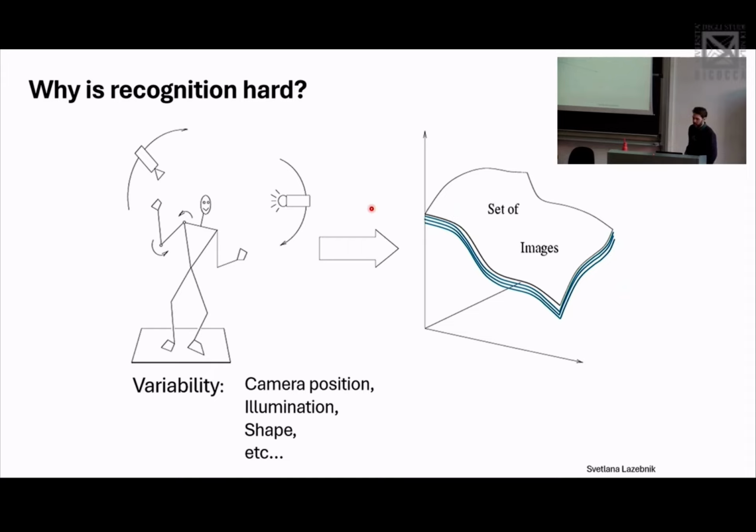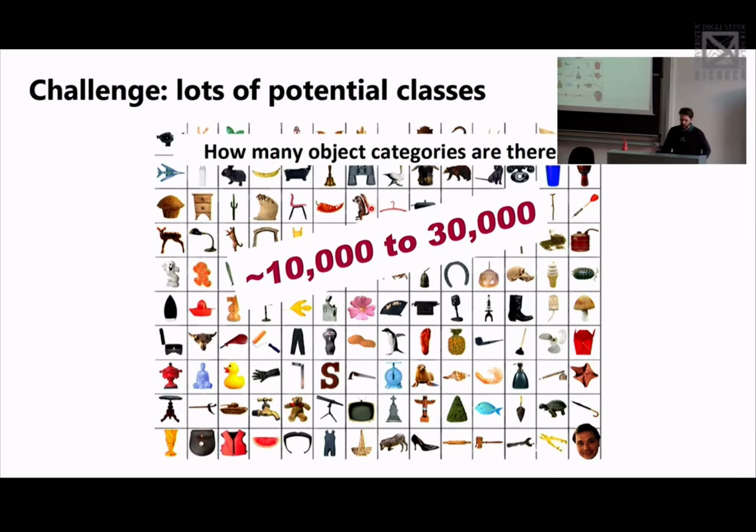Because there's a lot of intrinsic variability: camera position, illumination, shape of the objects that you're looking at, etc. Now, how many object categories are there? Of course, the concept of category is pretty dependent and elastic, but approximately, cognitive psychology studies tell us that a kid by the age of 6 can recognize 10K, 30K categories.